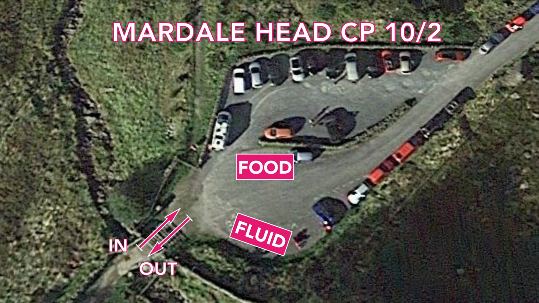As promised, here's the overhead for Mardale Head Car Park, which is CP10 of the Lakeland 100 and CP2 of the Lakeland 50. I don't know what the setup's going to be this year. Last year there were 2 stations, food and fluid. The food was a marquee, the fluid was a water bowser. It's a straight in and out. So in, get your food, get your water, and then out, and you're straight into the climb up to Gatescarth Pass as soon as you leave the CP.